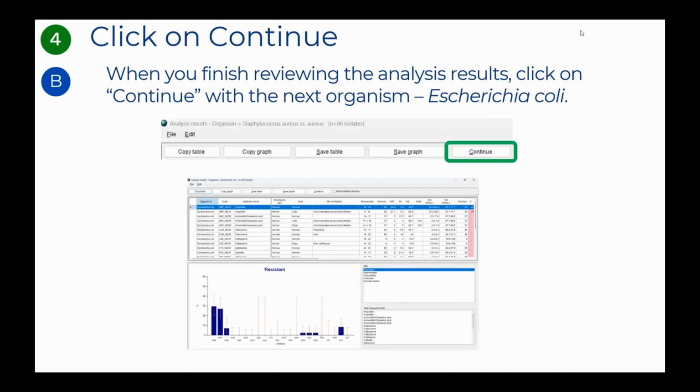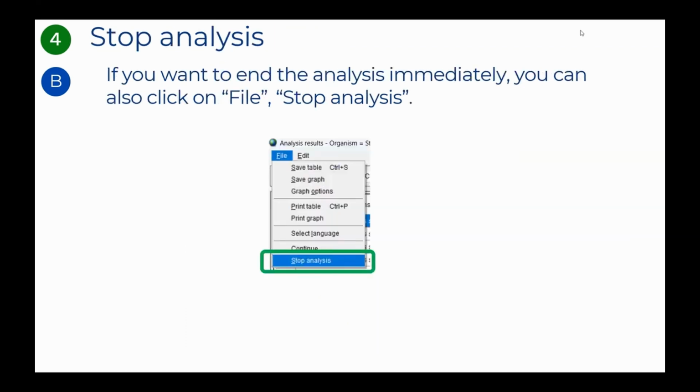When you are finished reviewing the results for Staphylococcus aureus, you can then click on Continue to proceed with the next organism, Escherichia coli. You can now see the %RIS results for Escherichia coli. Instead of clicking on Continue multiple times, WHONET also offers a convenient option on the File menu called Stop Analysis. If you click on this option, WHONET will immediately return to the main screen for data analysis.